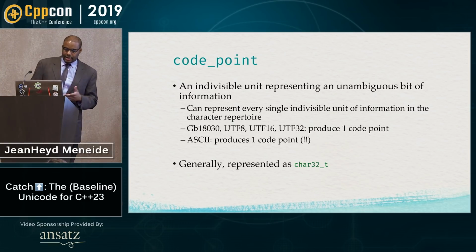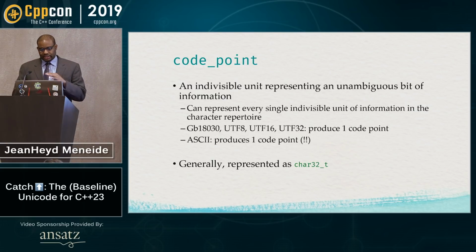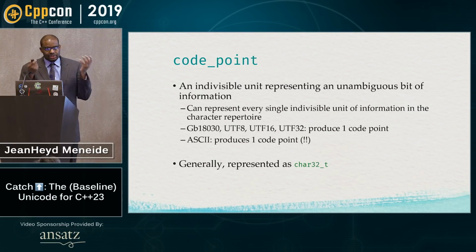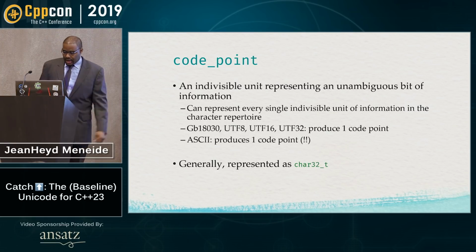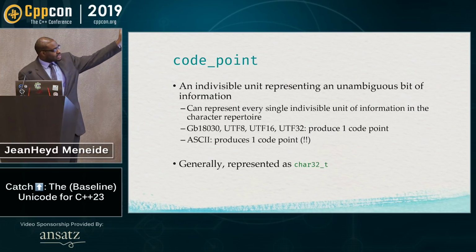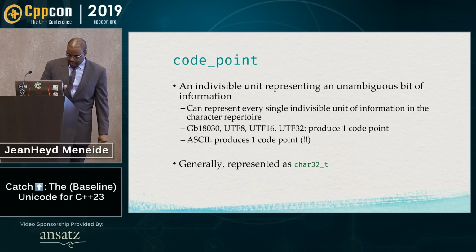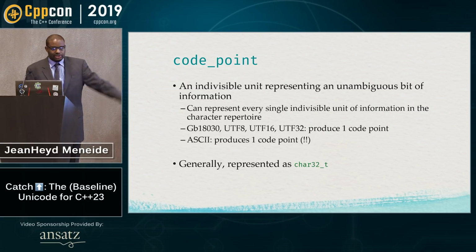Again, we also have code points, which is an indivisible unit of unambiguous information, right? And the whole point is that this represents basically everything that the encoding can vomit out. The point of Unicode, again, is that it can encapsulate everything. So a single char32_t, a single UTF-32 code point, should be enough for everybody. There are also some interesting problems with things like ASCII that we're going to talk about. But again, generally the code point typedef is usually just char32_t.